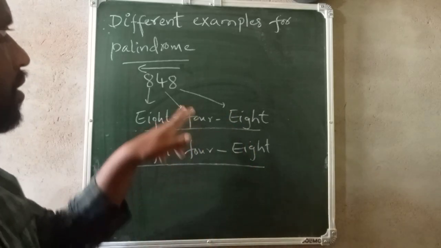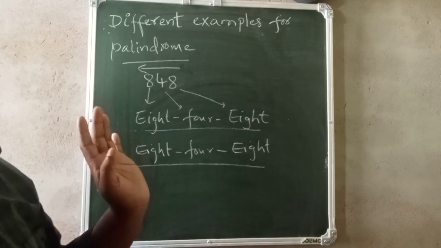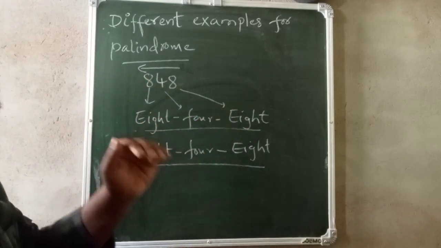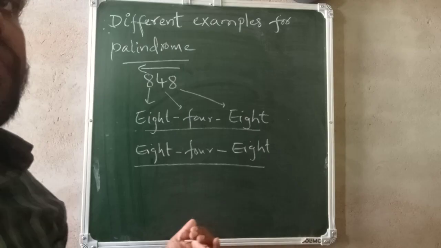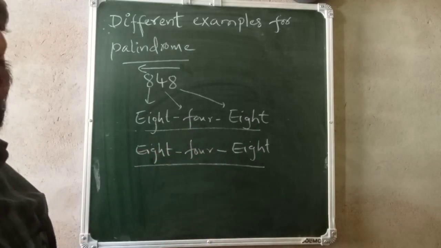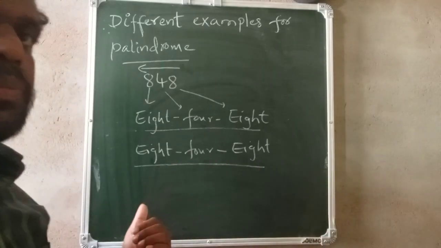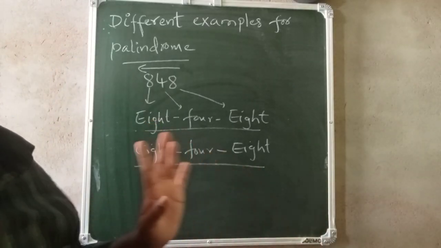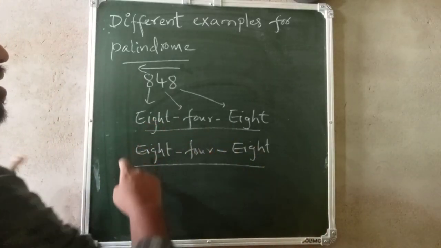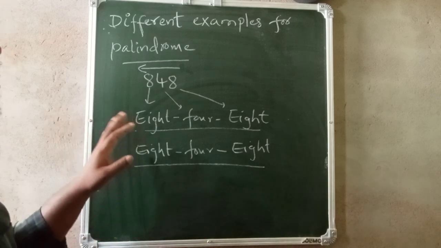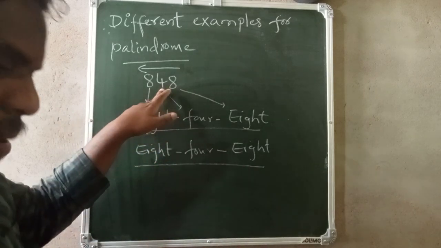So when you read this number 8 4 8 from left to right, it is 8 4 8. If you read from right to left, it is 8 4 8. That means when you read this number from left to right or right to left, we read the same thing. It is the same. So this is called a palindrome.